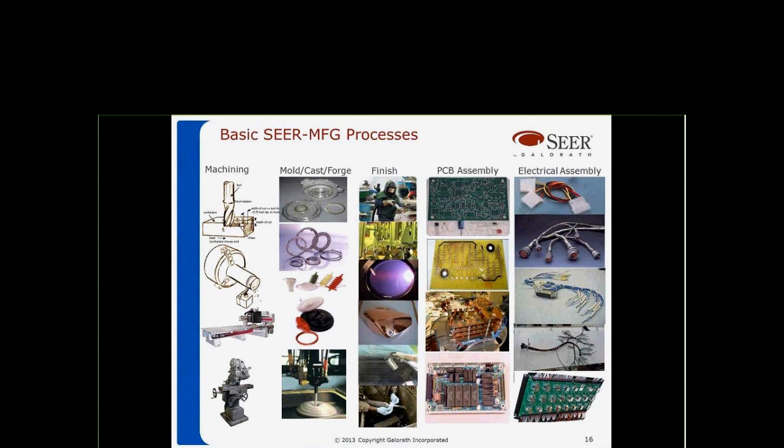Mold, cast, and forge: we cover injection molding, investment castings, forgings, powdered metals, any and all of the things that you would expect in mold, cast, and forge. In the finish model, we cover things like shot peen, buff and polish, vapor degrease, electroplate, heat treat, anodize, abrasive blast, whether it be with ice or pellets or glass or whatever it might be. So any and all your finishing processes are there.